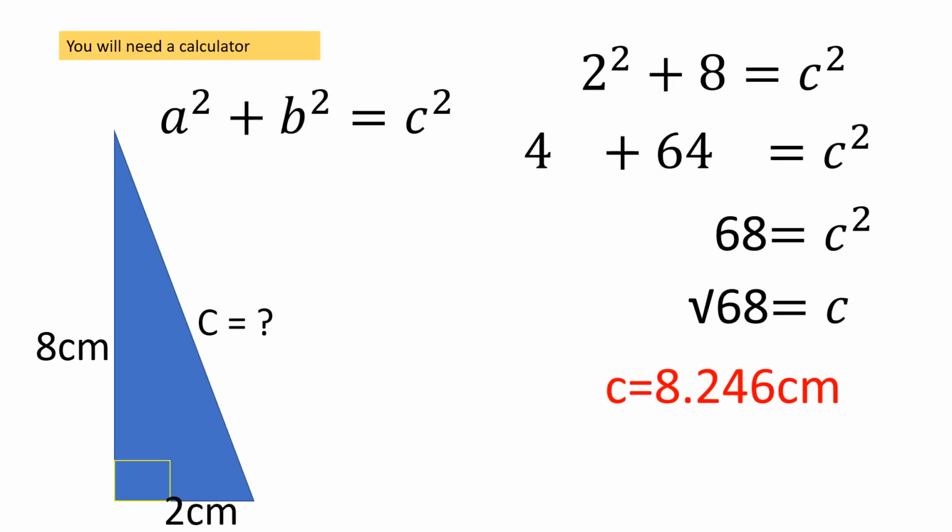How did you do? So remember, we're going to plug the figures that we know into Pythagoras' equation, which is a squared plus b squared equals c squared. That gives us 2 squared plus 8 squared equals c squared. 4 plus 64 equals c squared. Therefore, c squared is 68. And this time you would have needed a calculator to get the square root, which is 8.246. If you got that, really well done.